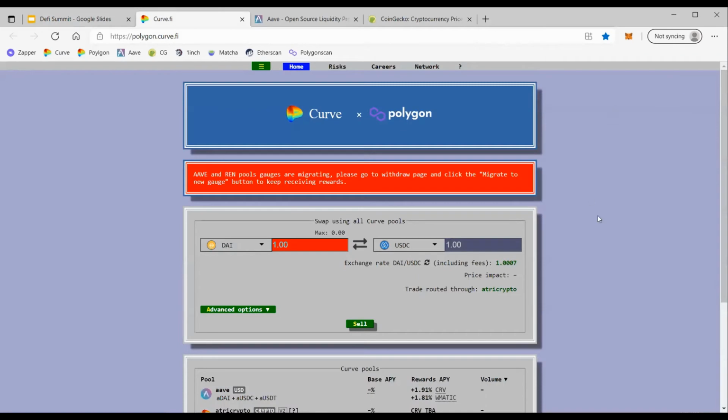So I can actually jump through a quick walkthrough. Amber, are you able to see the screen now? I'm on the Curve website.